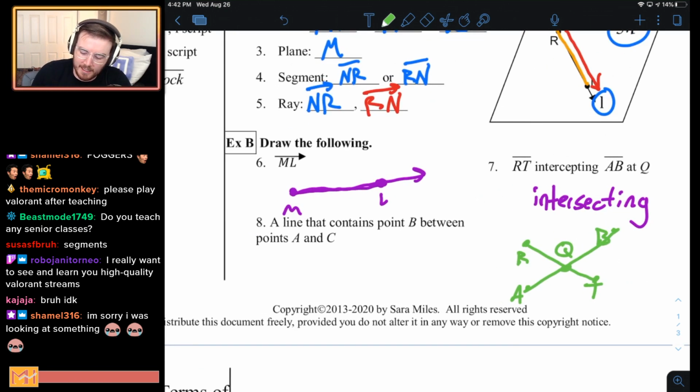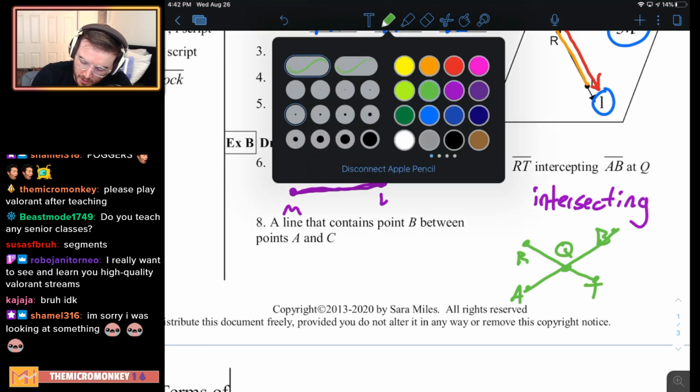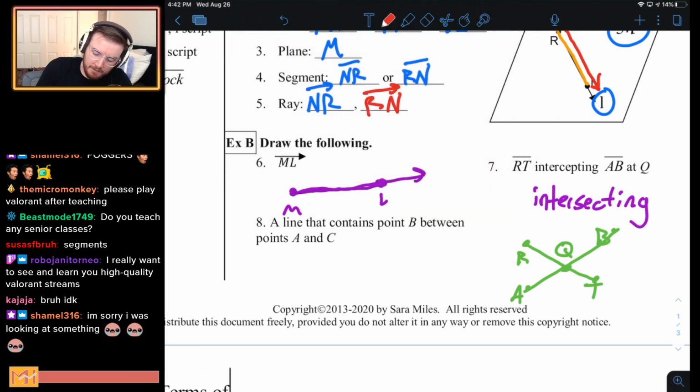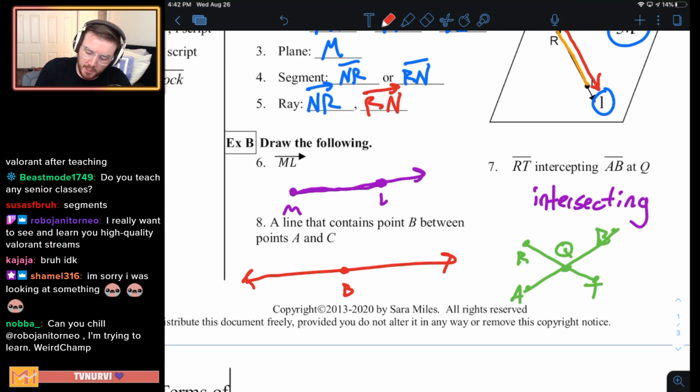A line that contains point B between A and C. So a line meaning it's infinite. A line that contains point B between A and C. That's pretty easy to draw.